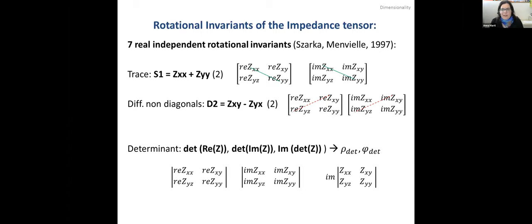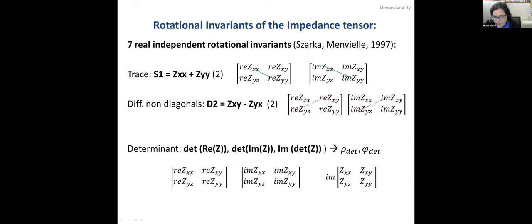The rotational invariants of the impedance tensor are 7 real parameters, and the full set is described in Szarka and Menvielle, 1997. These invariants are the trace, which is the sum of the diagonal components of the tensor, with one invariant for the real part and one for the imaginary part. Then there's the difference of the off-diagonal components, again one for the real part and one for the imaginary part. And then we have the determinant.